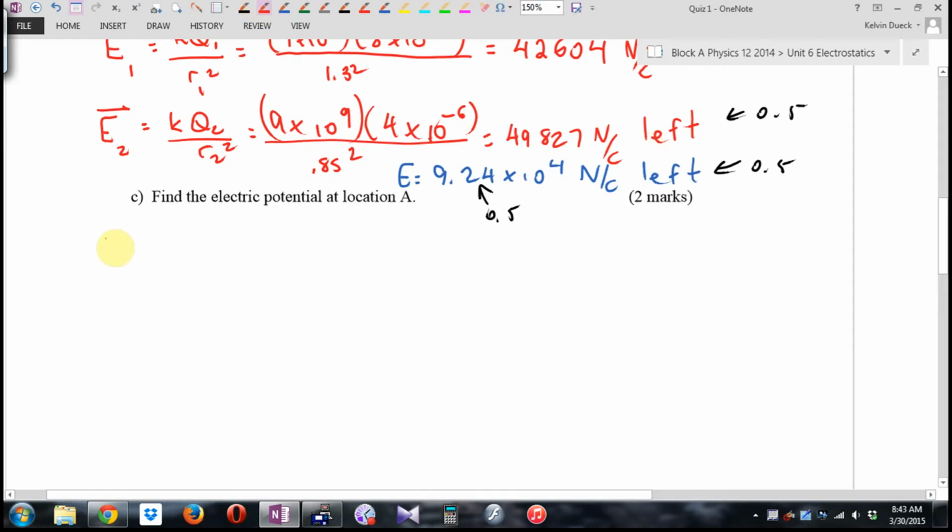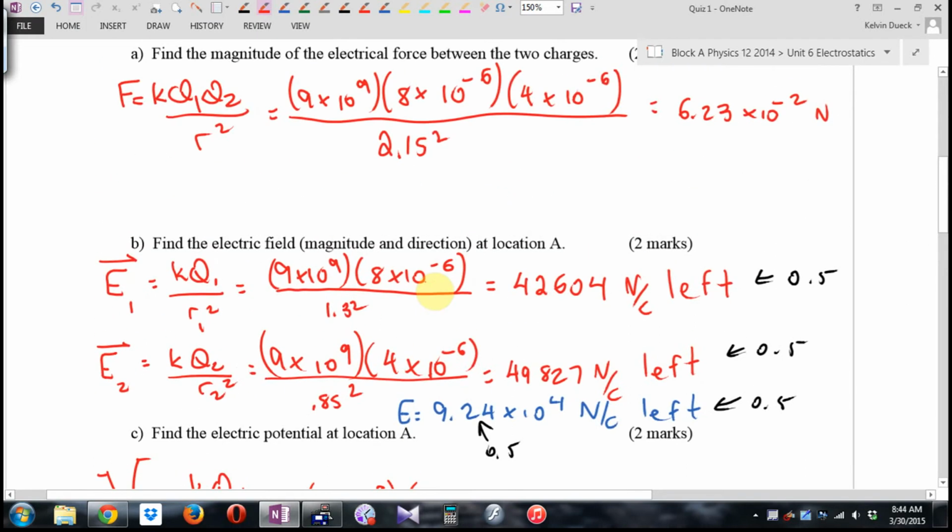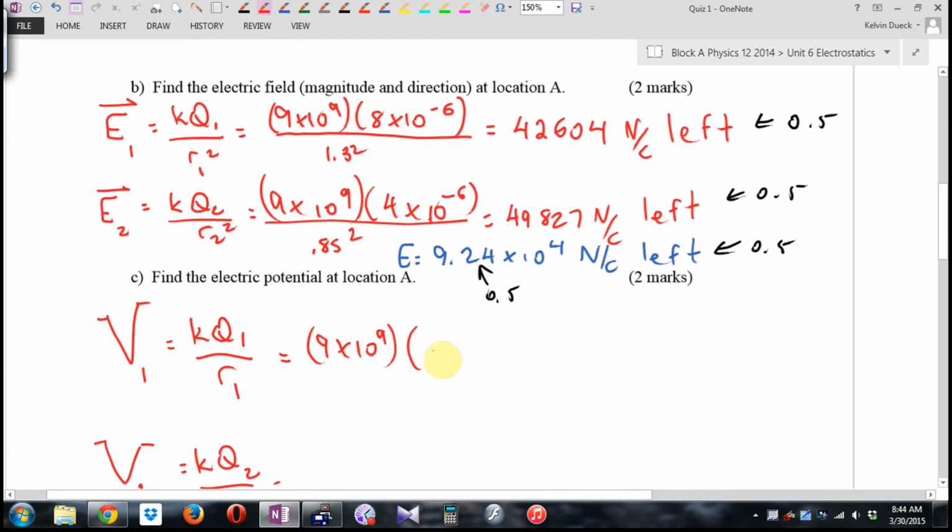What's another word for potential? Voltage. I'm going to find the voltage from charge 1. I'm going to find the voltage from charge 2, and then I'll add them up vectorially. No, scalar. And each of these is going to be K, Q over R. It's going to be 9 times 10 to the 9th. Negative, because we're in scalarville.